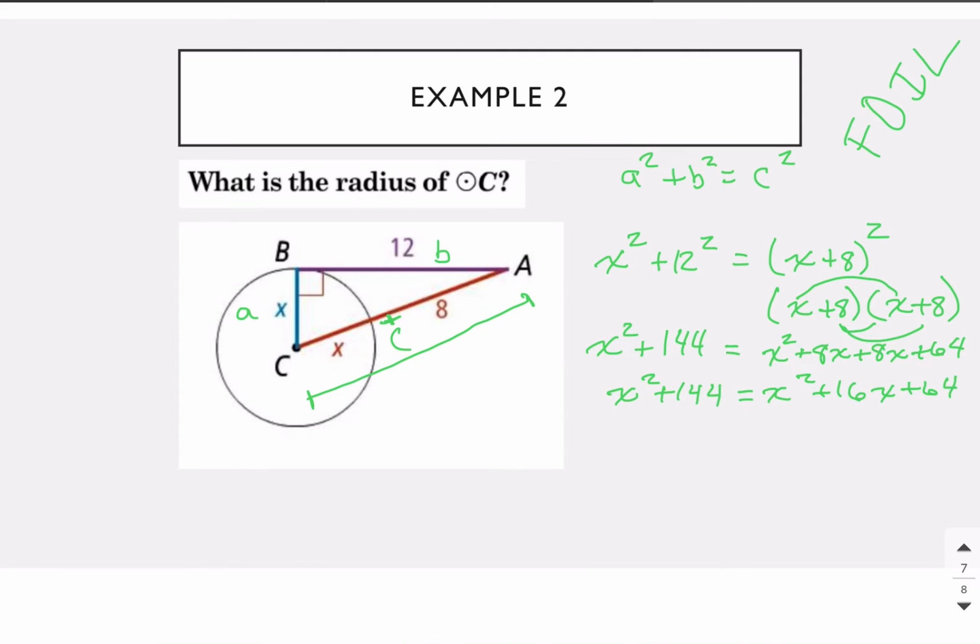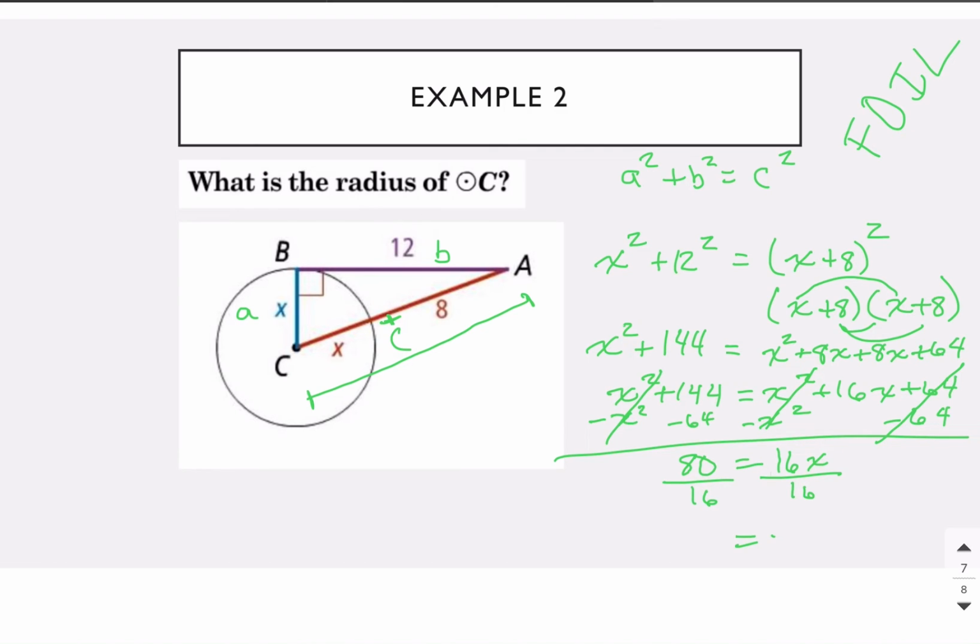And so now we're going to solve. So I'm going to subtract x squared on both sides, and I'm going to subtract 64 on both sides. So the x squared cancels. 144 minus 64 leaves me 80. Here x squared cancels, and now I'm left with equals 16x, and my 64 is canceled. So now that I have 16x, we'll divide by 16, and I'm left with x equals 5.